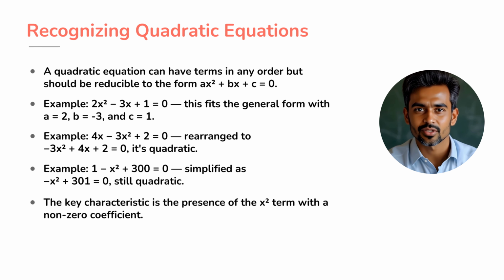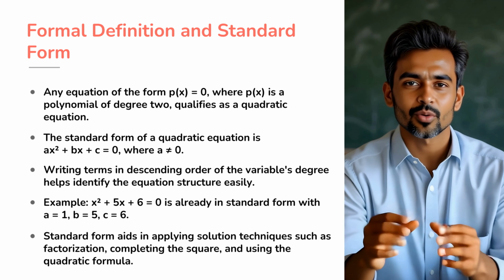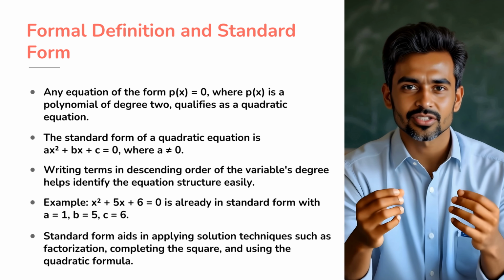So the key is simple. If it has an x² term and the coefficient of x² is not 0, it's quadratic even if the terms are out of order. Let's dig a bit deeper into the formal structure of quadratic equations.